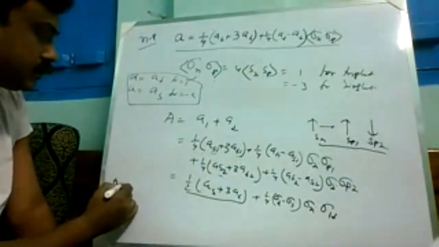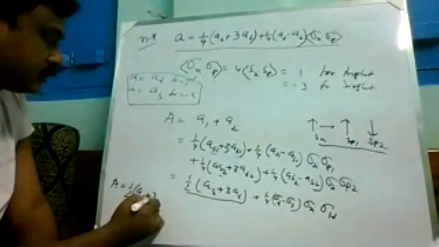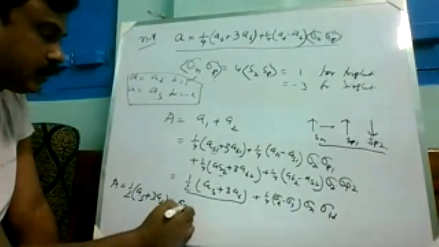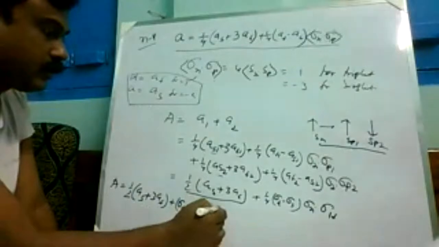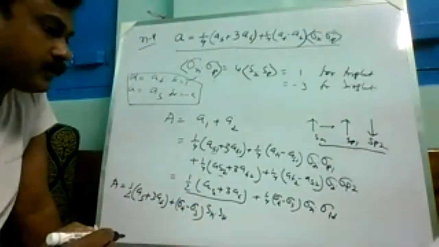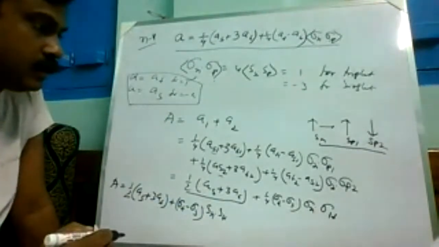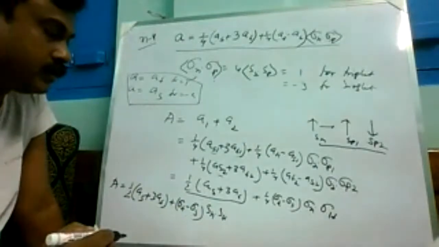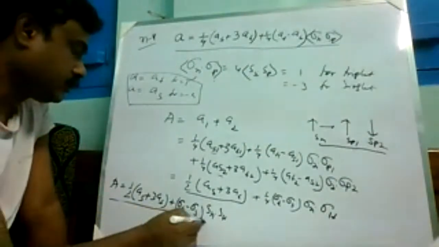And now if you convert it with spin, then A will be equal to half (AS plus 3AT)/4 plus (AT minus AS) Sn dot SH, right? Because Sn dot SH will be equal to 1/4 sigma n dot sigma H. So this is our expression of total amplitude.